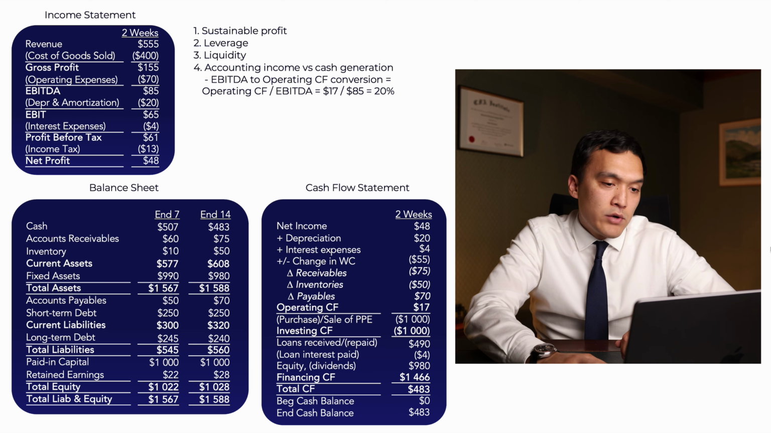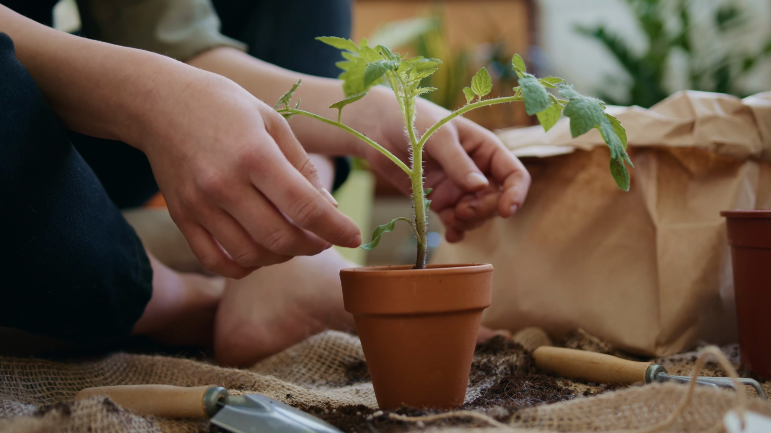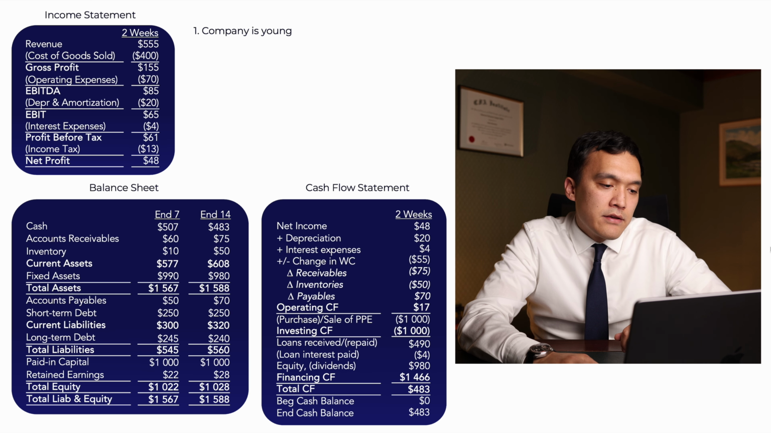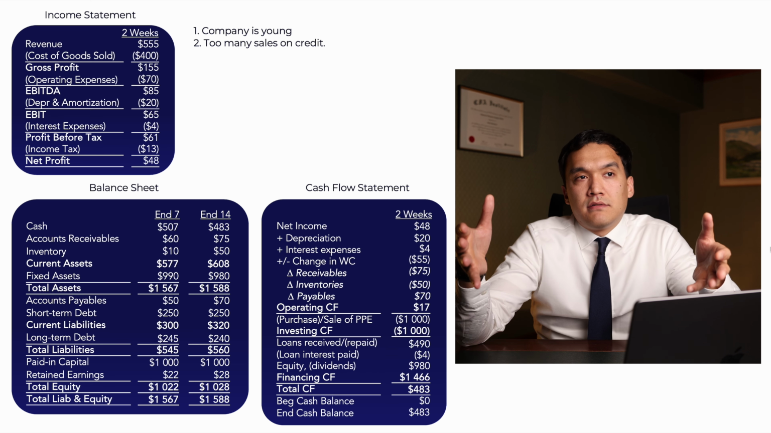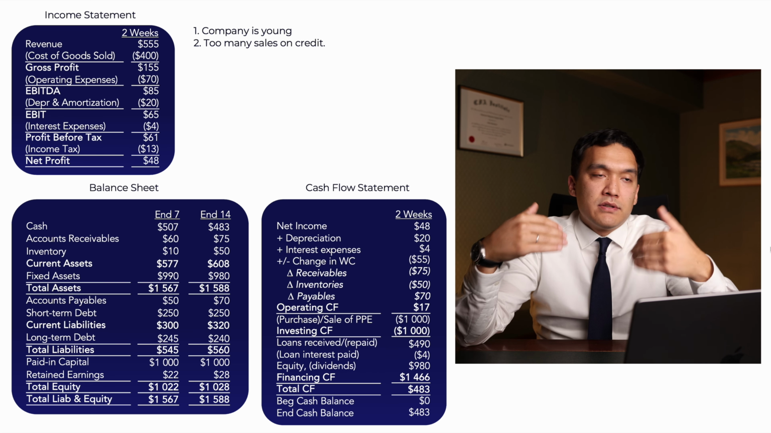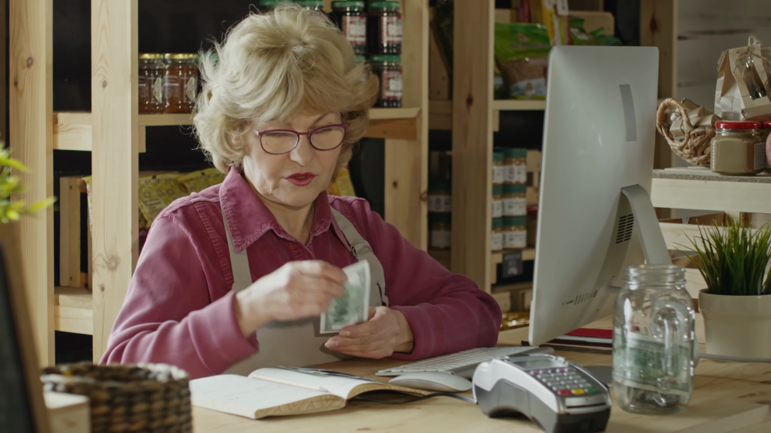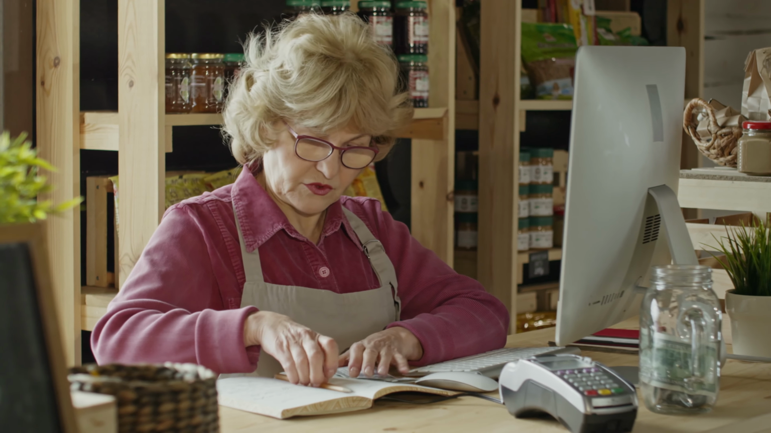So now let's make conclusions. First, our company is very young. We only operated for 2 weeks. It is very early to say anything regarding this company. Second, we have too many sales on credit, and it is very unusual for this type of business. Let's imagine a lemonade stand, and I would imagine that all sales made by this lemonade stand are on cash.